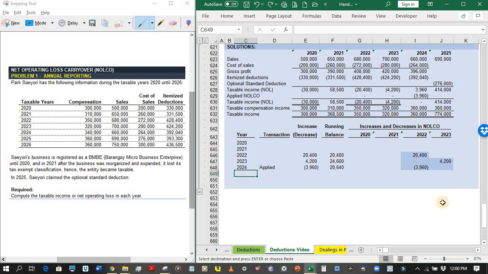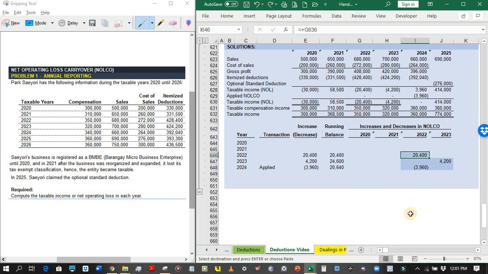So going back to our monitoring of NOLCO, there is a scheduled expiration of NOLCO in 2025. And that is from the NOLCO incurred in 2022. So remember that NOLCO can only be deducted 3 years from the date it was incurred. So for the 2022 NOLCO, it will expire in 2025, which means that if the 20,400 remains undeducted from gross income, it will expire and no longer be allowed to be deducted from gross income starting 2026.